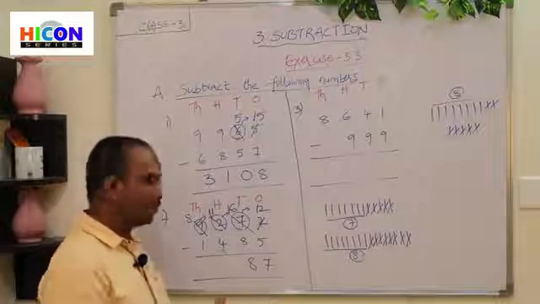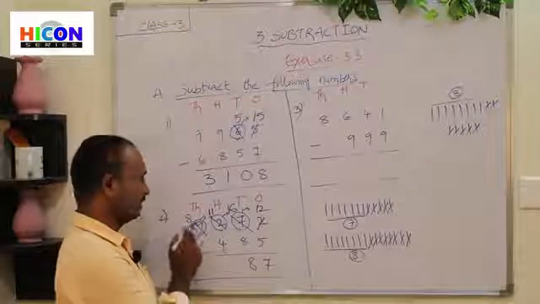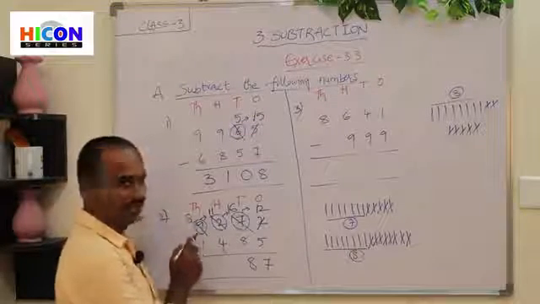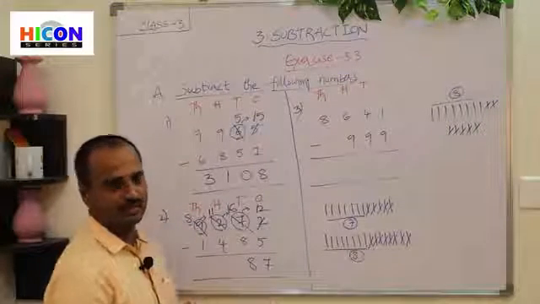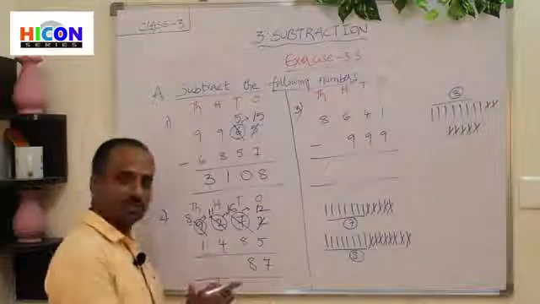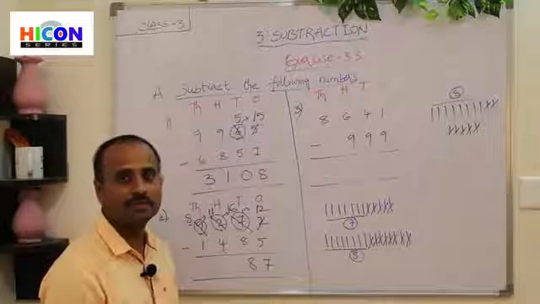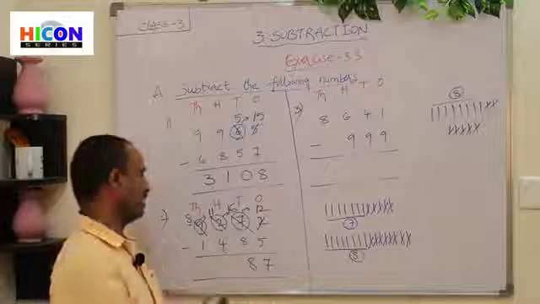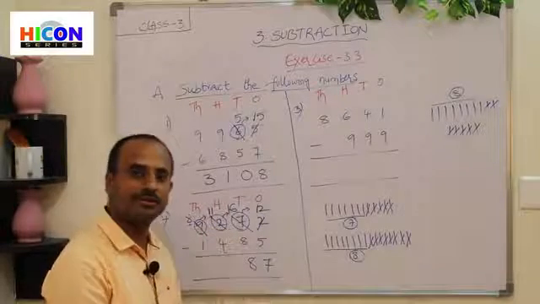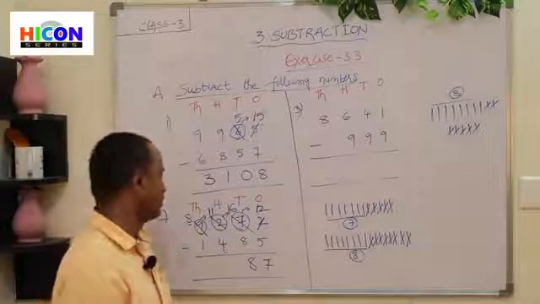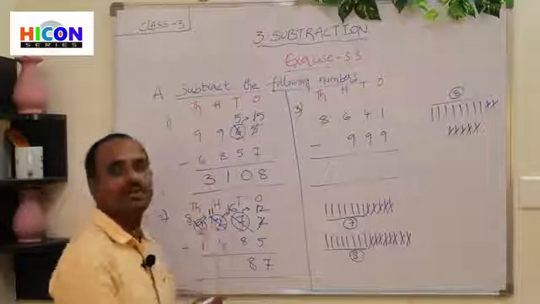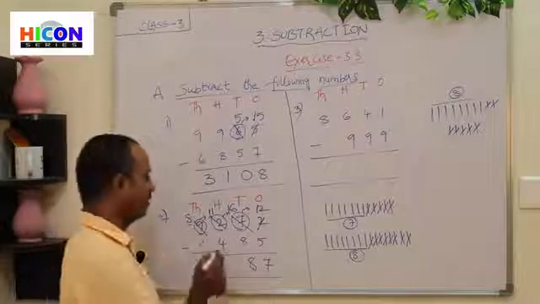So how have we regrouped this thousands place? There are 9 thousands. If you borrow 1000 from the 9 thousands, there will be 8 thousands. And carry 1000 to the hundreds place, and it becomes 10 hundreds. So there is already 1 hundred, and these 10 hundreds total becomes 11 hundreds. So now subtraction will be possible because 11 is the greater number, 4 is the smaller number. We can subtract 4 from 11.